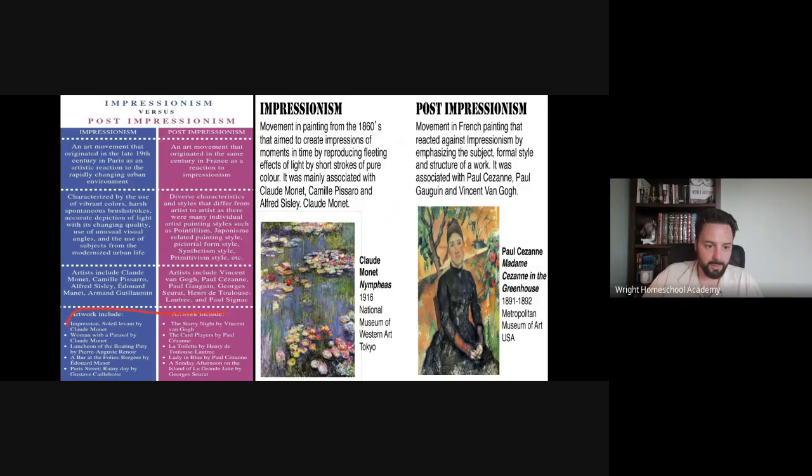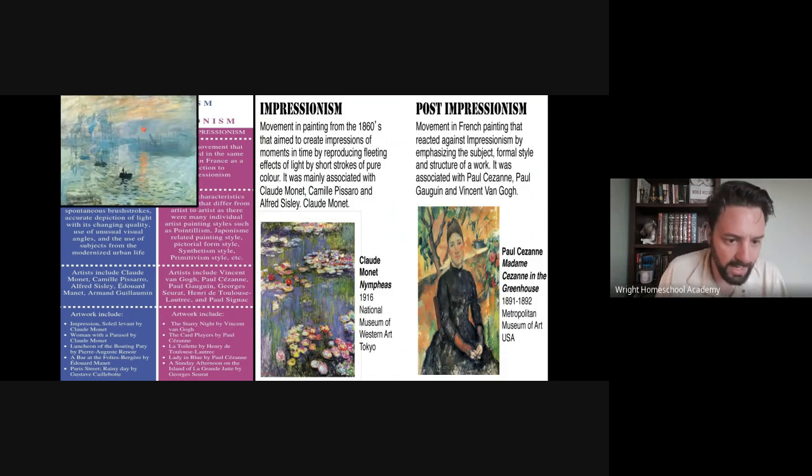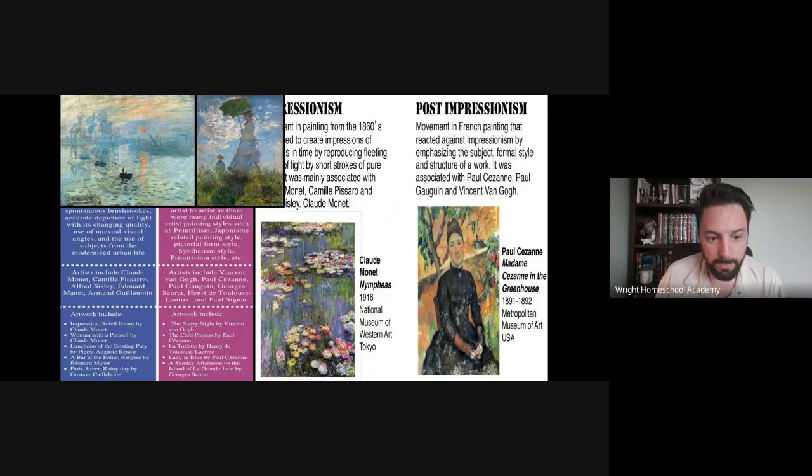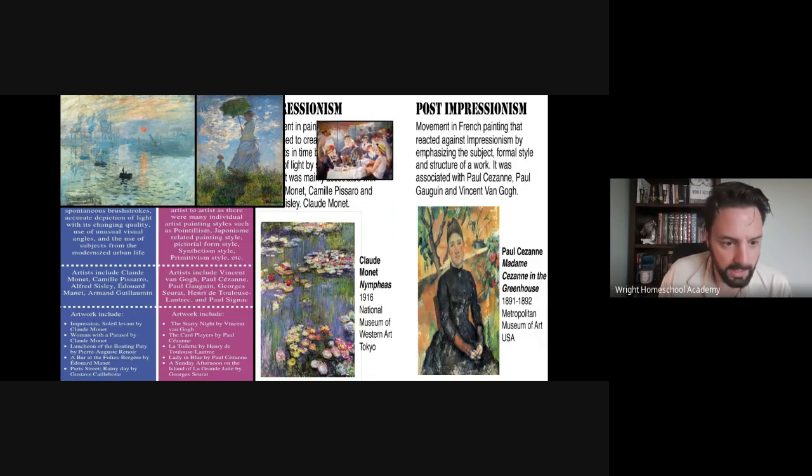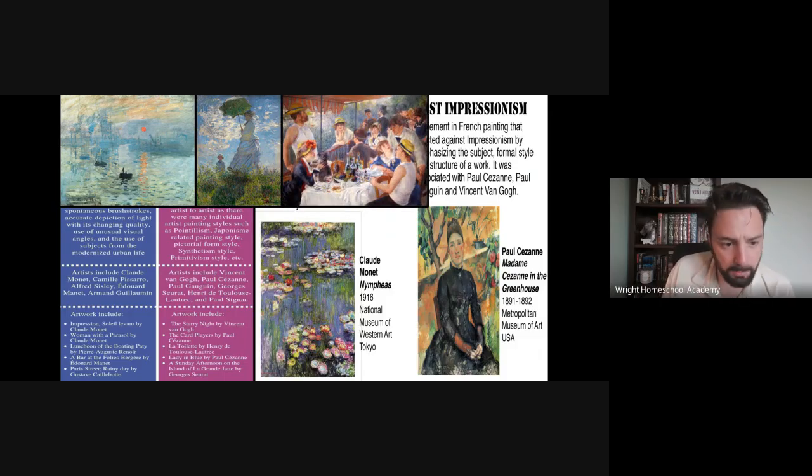They say a picture's worth 1,000 words. So that's what I'm going to do. I'm going to show you these pictures, the ones you see listed here at the bottom. So starting with Impressionism, we've got Soleil Levant, which means the rising sun, by Claude Monet. This next one is Woman with a Parasol. It's like a sun umbrella, also by Monet. Next up, we've got Luncheon of the Boating Party by Renoir, Pierre-Auguste Renoir.